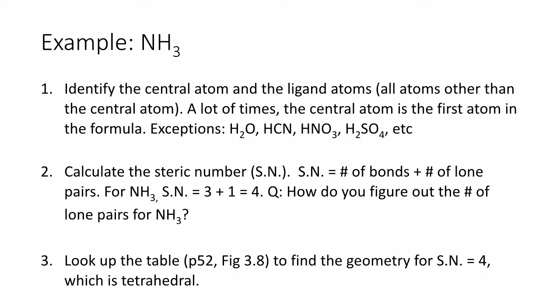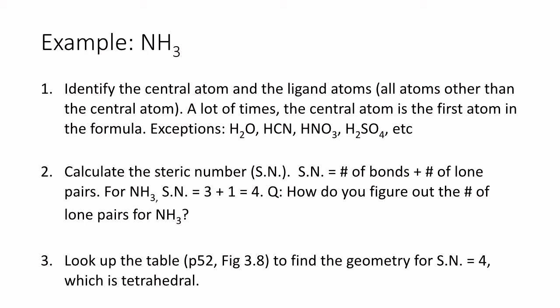All right, now let's look at one simple example. We're going to look at ammonia. We're going to apply the 3 steps. First step is to identify the central atom and the ligand atom. Now, in this case, nitrogen is the obvious choice because each hydrogen can only form one bond. So you cannot imagine a case where one hydrogen atom forms multiple bonds with other atoms in the molecule.